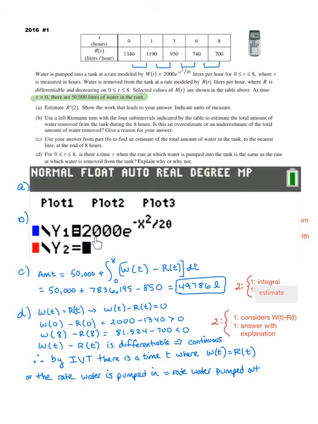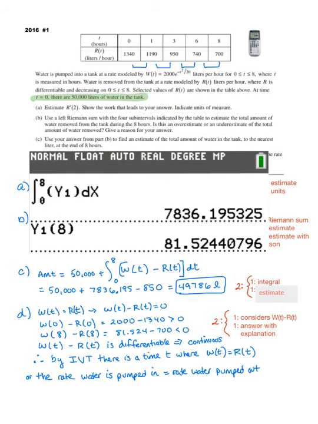We'll put W of t, which is 2000 e to the negative x squared over 20, into y1 in my calculator. Then I'm going to go to my home screen and do the integral from 0 to 8 of y1. And that'll come out to be 7,836.195 liters, and that would be the amount of water that's pumped into the tank over the 8 hours. We already knew that 850 was the number of liters that was removed. So adding and subtracting all this together, we end up with 49,786 liters of water in the tank at the end of the 8 hours.